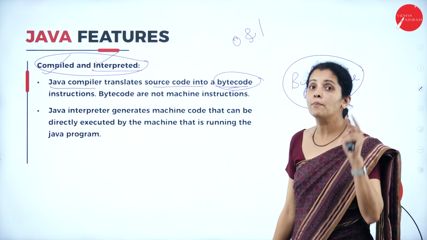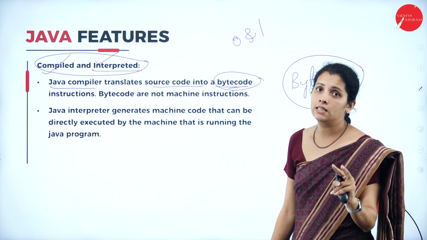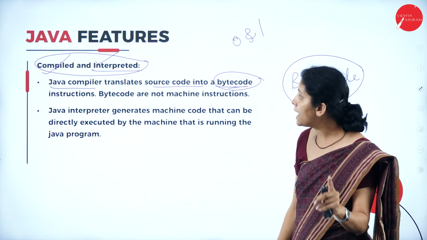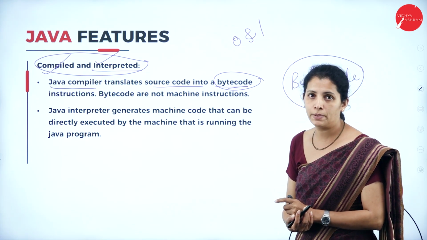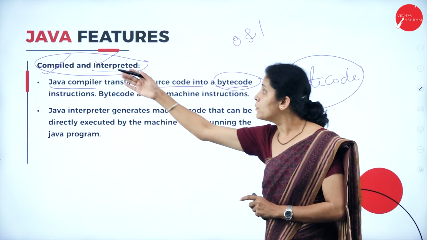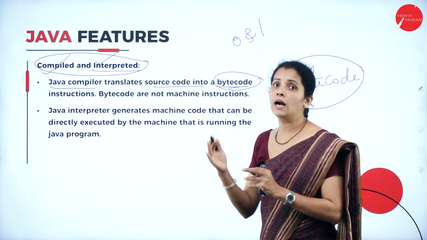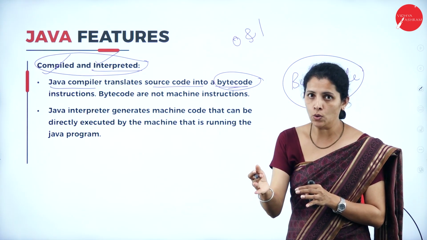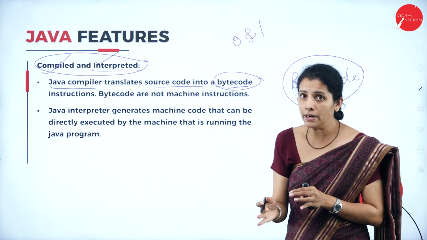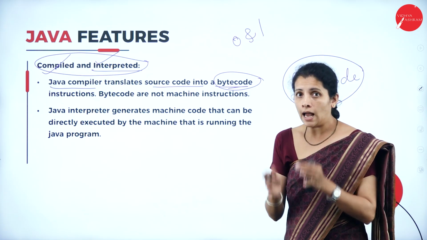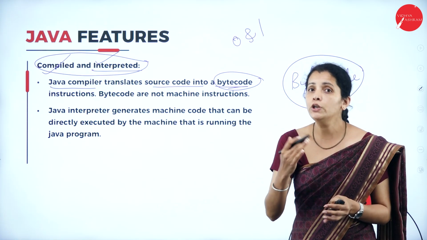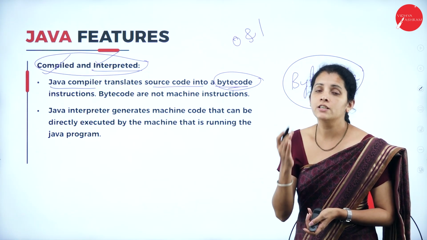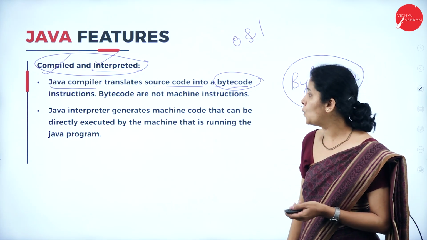So here I'm going to use two translators. One is a compiler and one is an interpreter. I'm going to use the compiler to convert the Java program into byte code, and I'm going to use the interpreter to translate byte code into machine instructions or machine code.